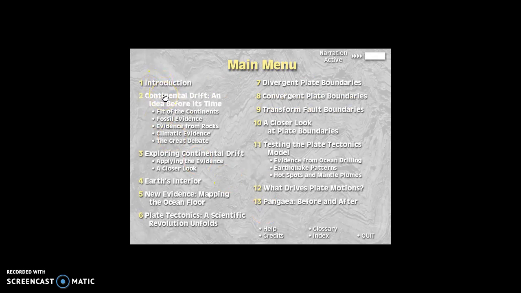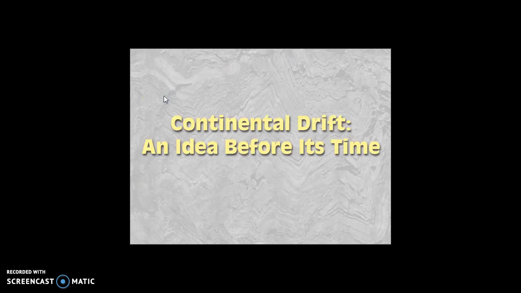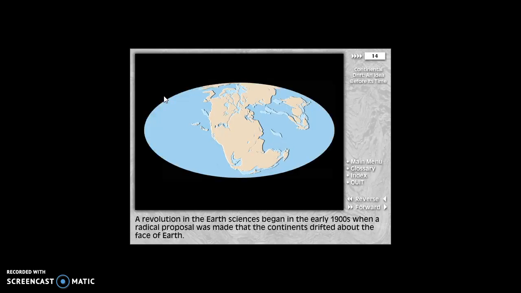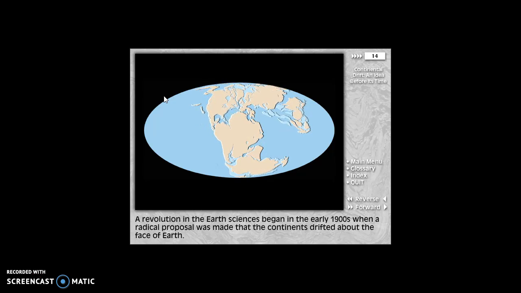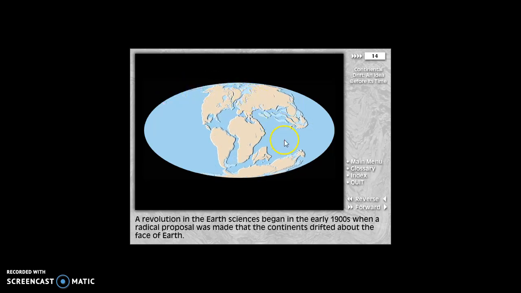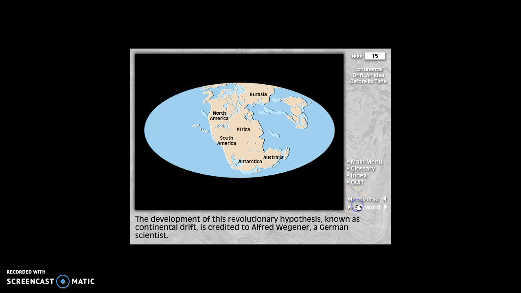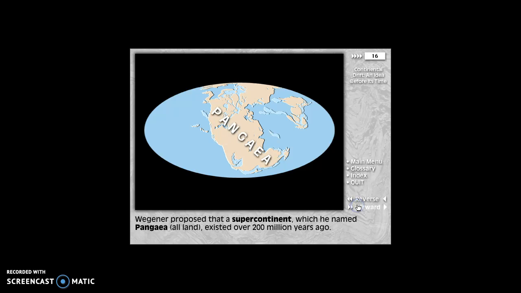Continental drift, an idea before its time. A revolution in the earth sciences began in the early 1900s when a radical proposal was made that the continents drifted about the face of the earth. The development of this revolutionary hypothesis, known as continental drift, is credited to Alfred Wegener, a German scientist.